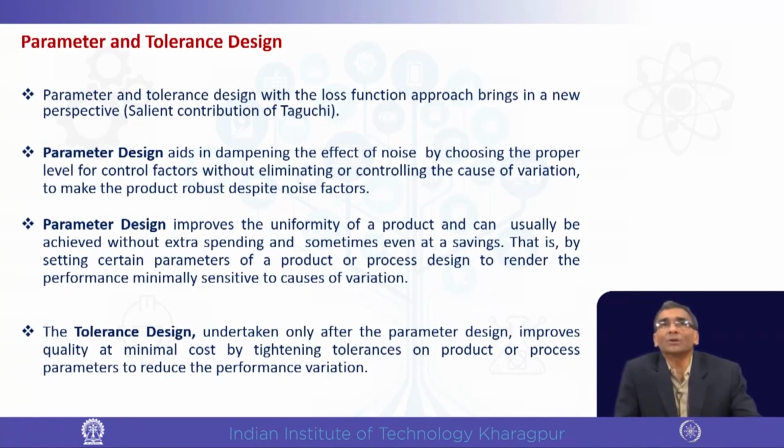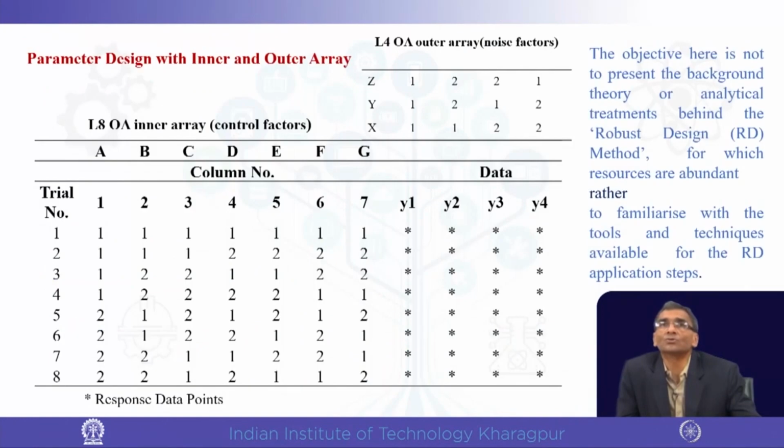Now, parameter and tolerance design, I have already discussed that. Parameter design aids in dampening the effect of noise by choosing the proper level for control factors without eliminating the cause of variation, and it improves the uniformity of the product. The tolerance design is undertaken only after the parameter design. It improves quality at minimal cost by tightening the tolerances on product or process parameters to reduce the performance variation. So, this is the tolerance design.